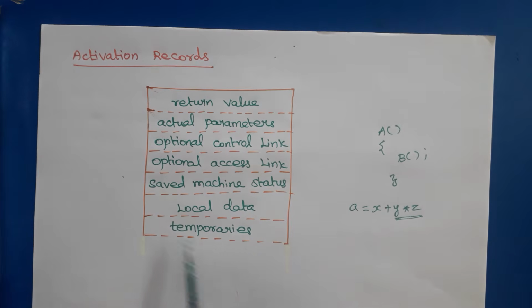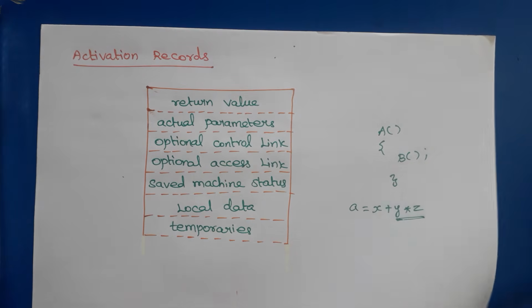Normally the sizes of these fields can be determined at compile time itself. So these are the fields of the activation records. We have discussed the storage organization.